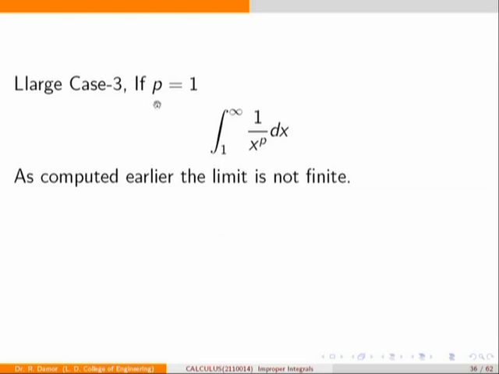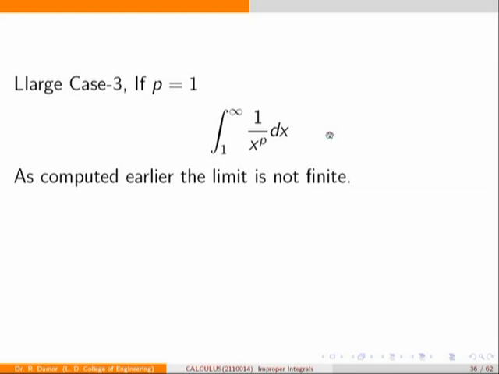Now if p equals 1, then this is nothing but the integral from 1 to infinity of x raised to minus p dx, and with p equal to 1, this is 1 upon x dx. Earlier in questions we found that for 1 upon x dx, the integral from 1 to infinity diverges. So this is not finite, and the series is divergent. So we have 3 cases: 1, 2 and 3.